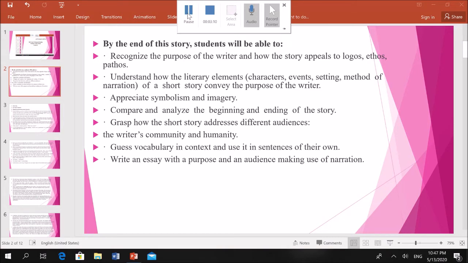Write an essay with a purpose and an audience making use of narration. After reading the story, we'll be able to write a short story by using narration.